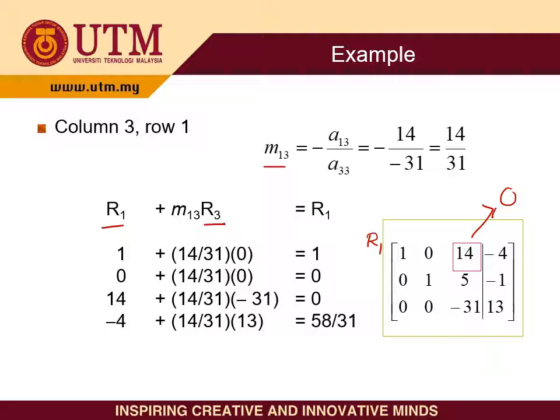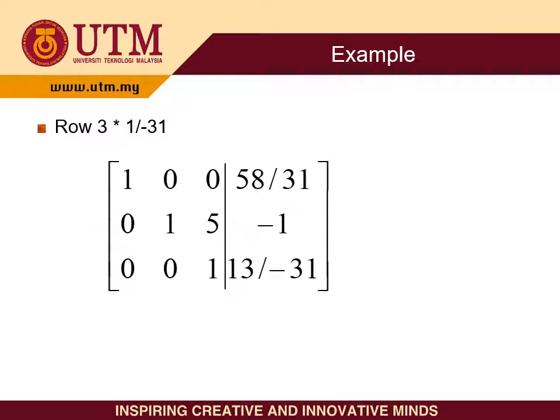So the M13 that they found is 14 over 31. And then they do the equation for R1 plus 14 divided by 31 times R3. And they will get the new R1, which is 10058 over 31. Okay, this is the new one, 10058 over 31. Now they need to solve this to become 0.